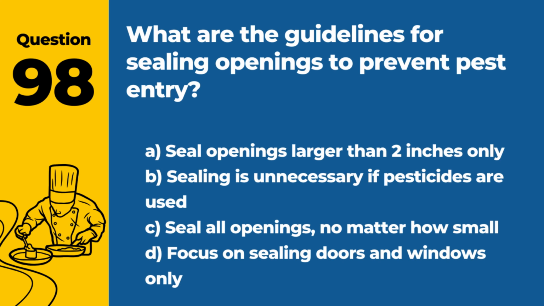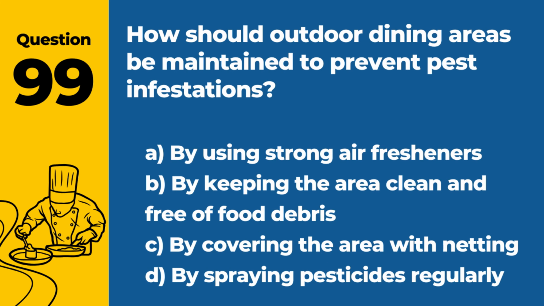Question 98. What are the guidelines for sealing openings to prevent pest entry? A. Seal openings larger than 2 inches only. B. Sealing is unnecessary if pesticides are used. C. Seal all openings, no matter how small. D. Focus on sealing doors and windows only. Answer: C. Seal all openings, no matter how small. The guidelines for sealing openings to prevent pest entry include sealing all openings, no matter how small, to eliminate entry points for pests.